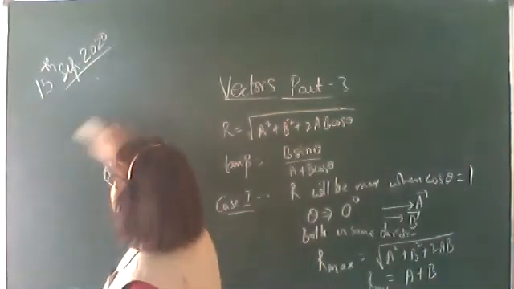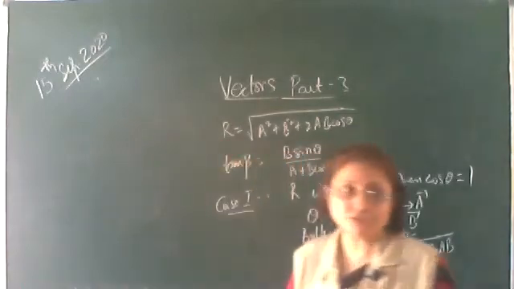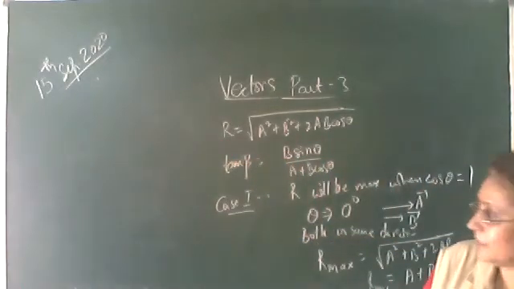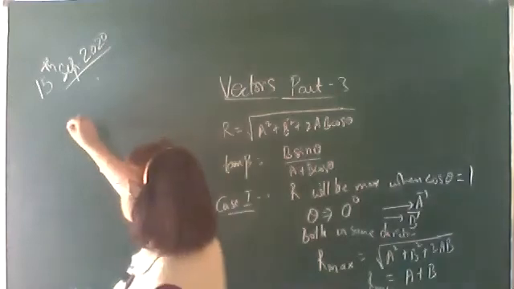Second case, when is the resultant minimum? When cos theta is minimum. And what is the minimum value of cos theta?